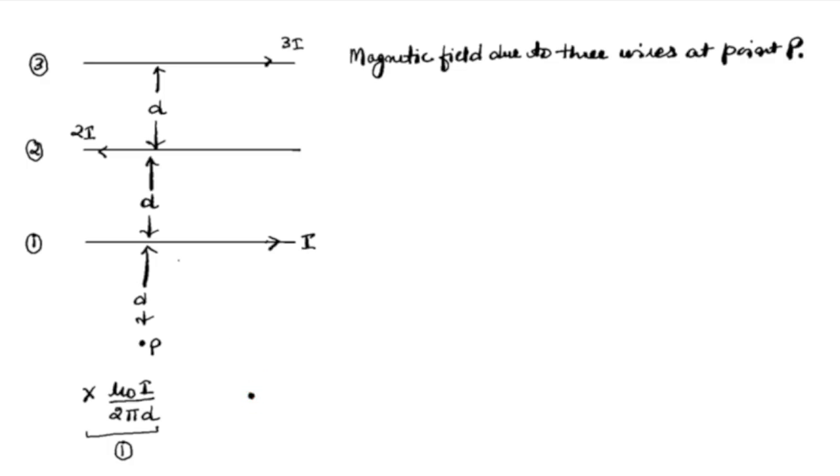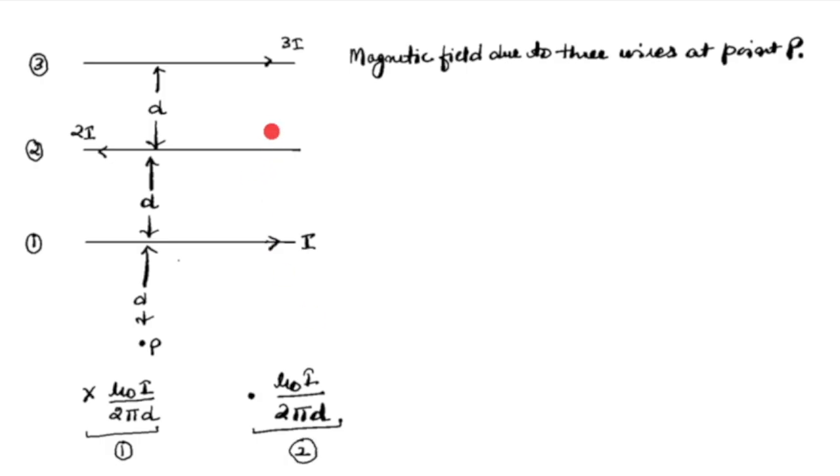Now let us apply the same formula. It will be mu naught, and the current is 2 times I, divided by 2 pi and the distance between the wire and the point. The distance here is d plus d, that is 2d. Let me simplify it. I can cancel out the 2 with the 2, and I can simply write mu naught I divided by 2 pi d. So this is for the second wire.